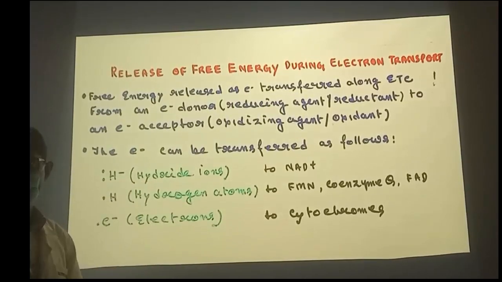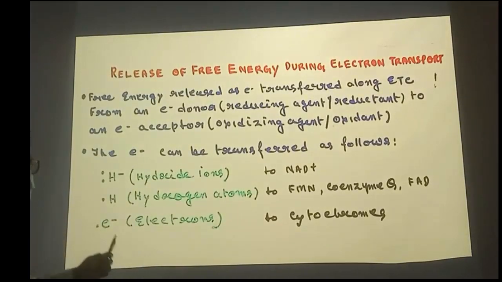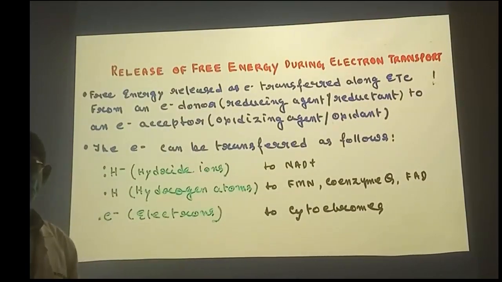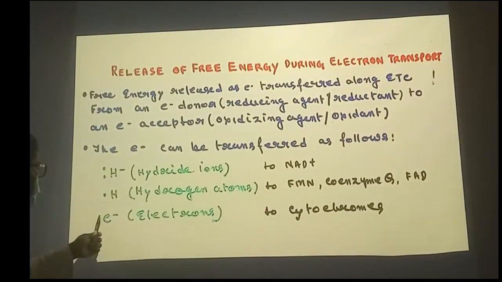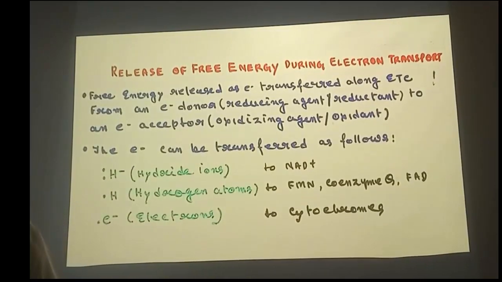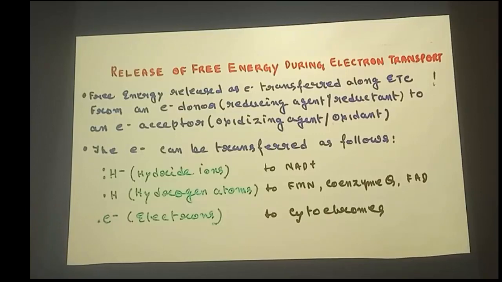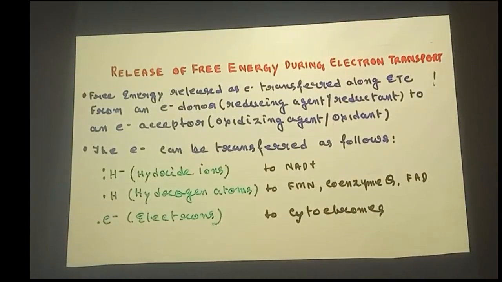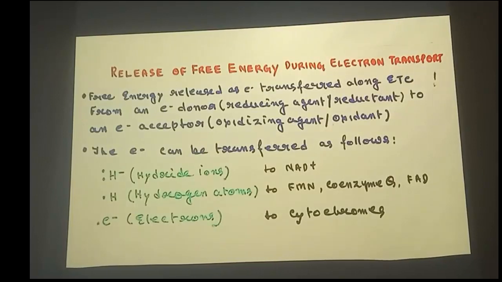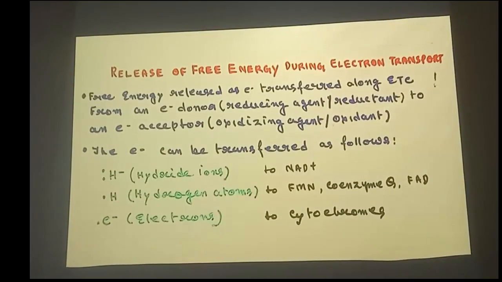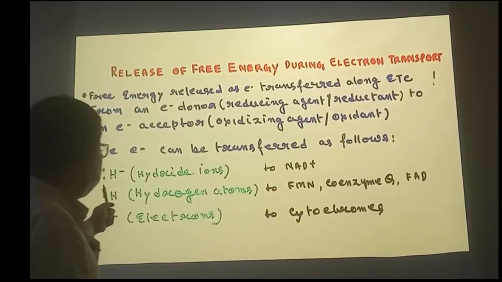As hydride ions, H minus, or as hydrogen atoms, or as electron only. Hydrogen atoms mean one proton plus one electron, H plus E. Hydride ions mean H plus two electrons. So these are the various ways they are transported.